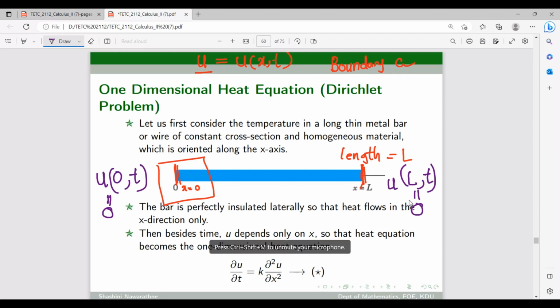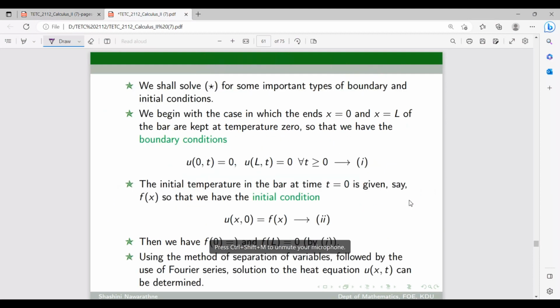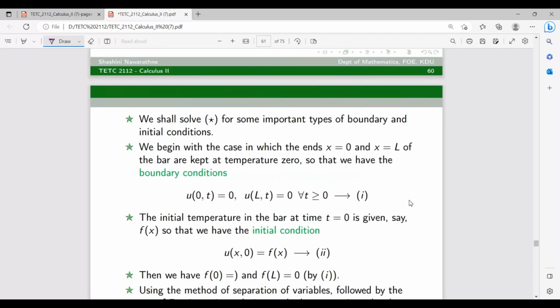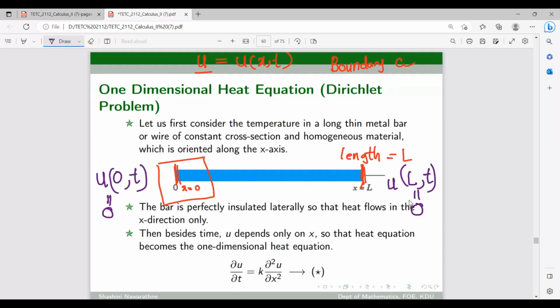Okay, let's move on then. Boundary condition. And the next thing. As I mentioned earlier, there are two conditions provided with the original problem. First one is boundary condition, and what is the next one? Initial condition. So what is the meaning of this initial?